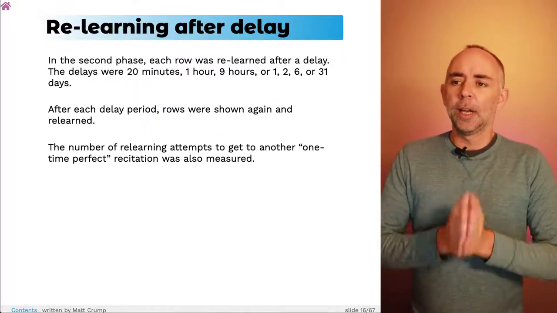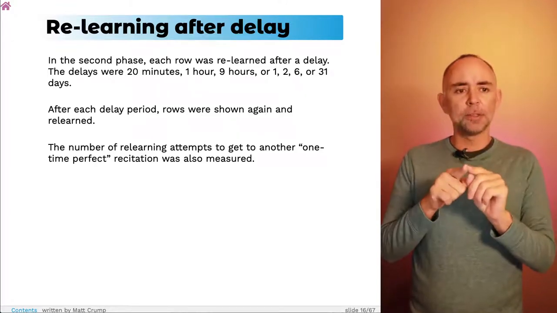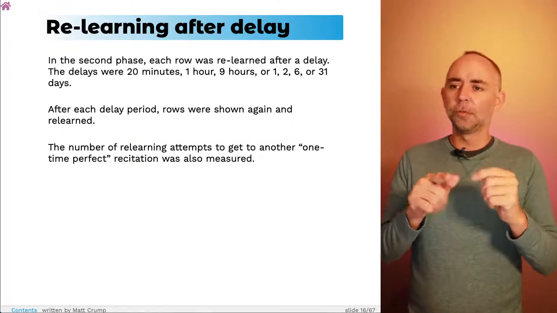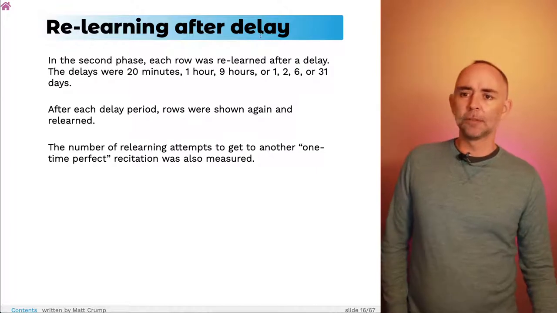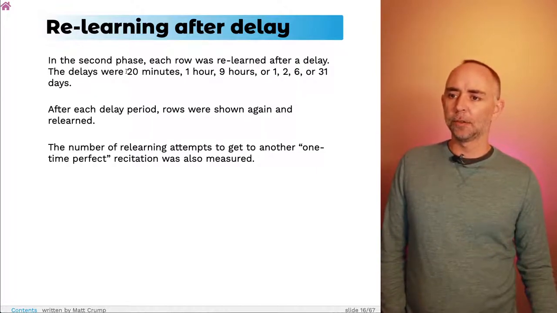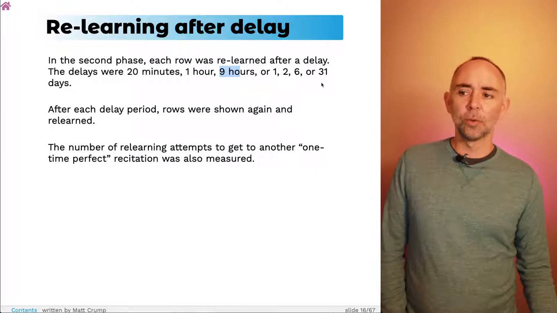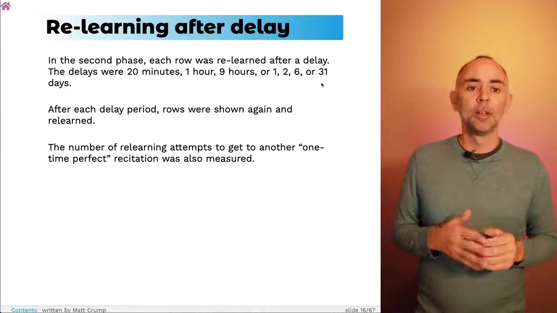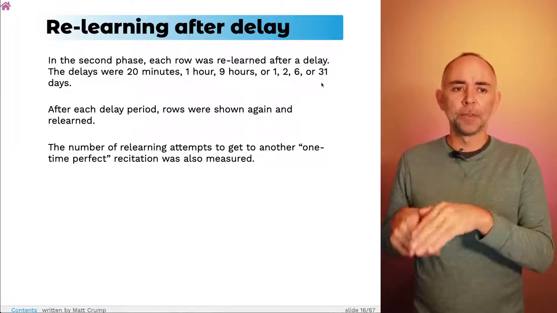Now, Ebbinghaus learned a list and then he would wait very systematic amounts of time before trying to recite the list again. For example, in the relearning after a delay phase, these authors waited 20 minutes, 1 hour, 9 hours, or 1, 2, 6, or 31 days between the time when they recited a whole list one time perfect, and then when they gave themselves a memory test for that list to see how well they could do it.